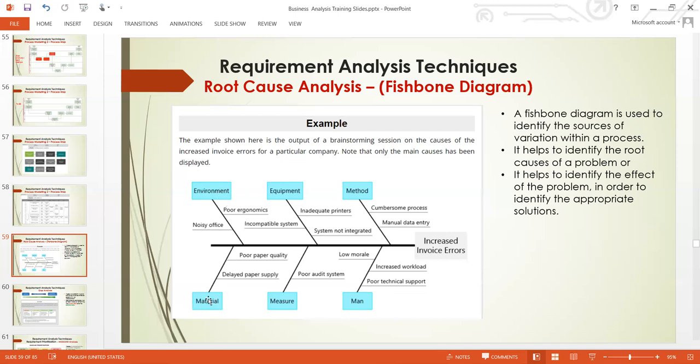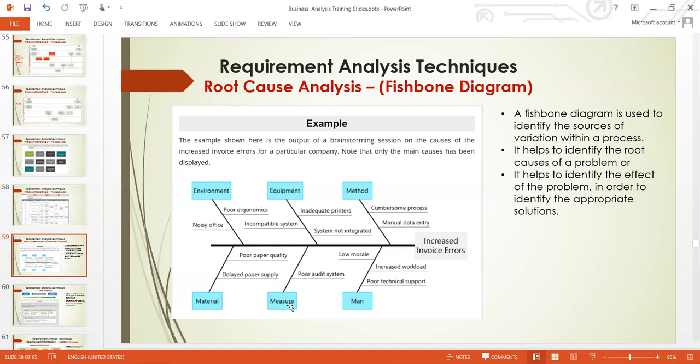Then let's look at the materials they are using to do this job. Okay, in terms of materials here, they have delayed paper supply. Even the papers they are using to work within the finance, the accounting department, they don't supply it on time. And even if they supply the materials, the papers are of poor quality, so that if you want to print, it can't print very well.